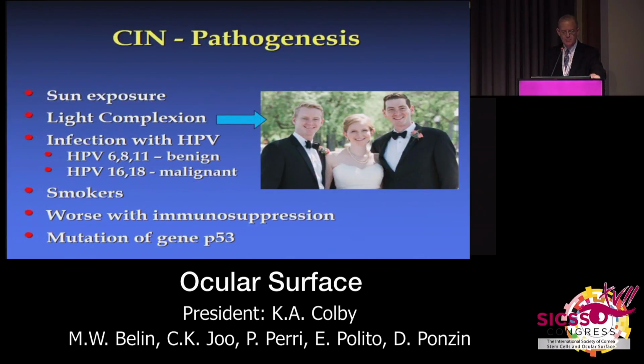Pathogenesis is sun exposure, light complexion, like you see these poor 3 children are very light complected. They may look a little bit like me if you happen to look closely. Infection with HPV, especially 6, 8, and 11, which produces a more benign lesion, or 16 and 18, which tends to produce the more malignant lesion. Smokers again, immunosuppression, especially AIDS, and mutations of gene P53.